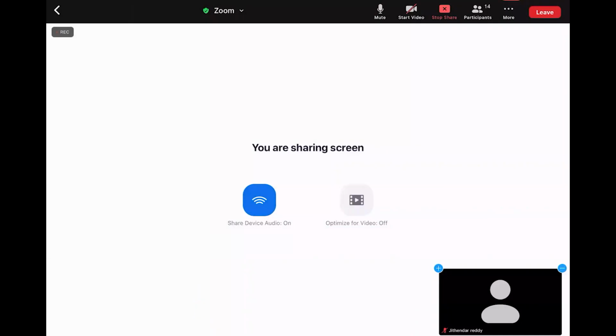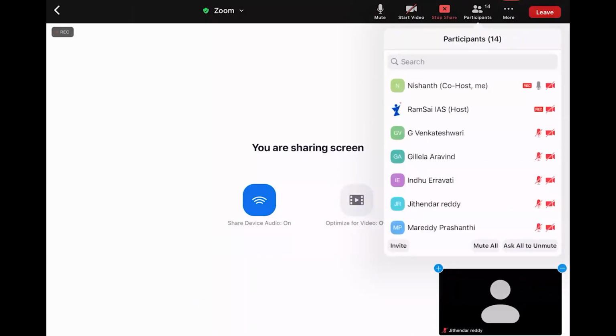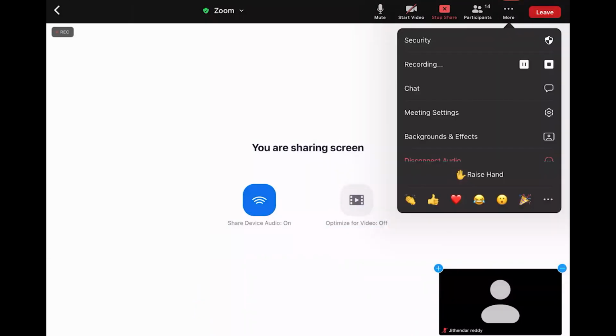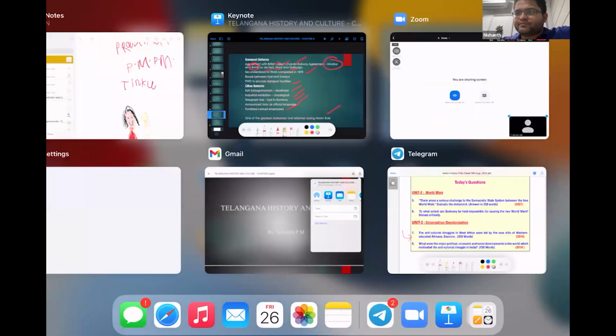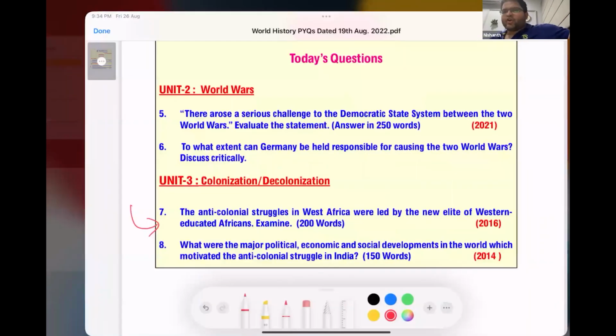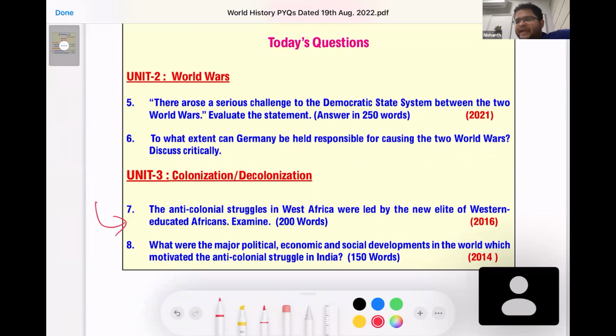Yeah, any other framework? Jitendra has given one framework. So the anti-colonial struggles in West Africa were led by new elite of Western educated Africans. Okay. Examine. So basically, the introduction should be in the context like how the anti-colonial struggle started in West Africa.